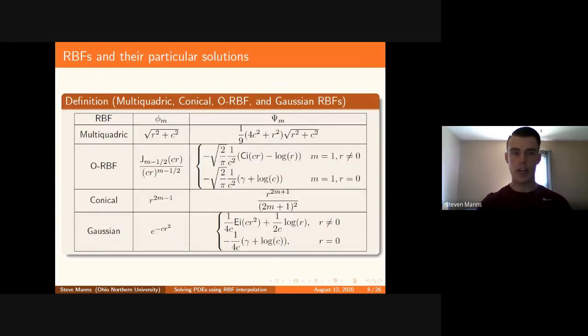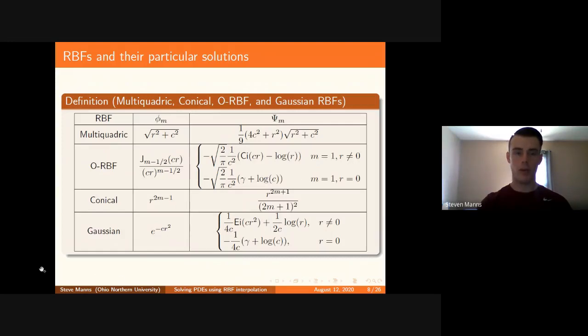A variety of different radial basis functions have been used to solve PDEs. We will look at four: the multiquadric, oscillatory, conical, and Gaussian. The second column of the table is the expression for the mth order of the radial basis function, if there are different orders. And the third column here is the mth order particular solution.